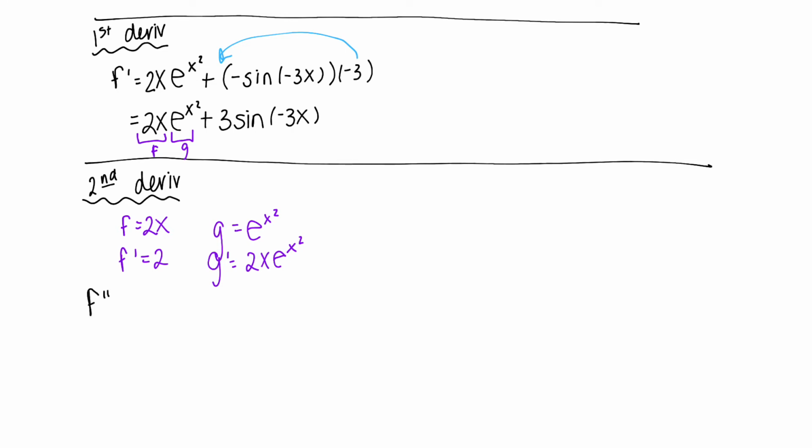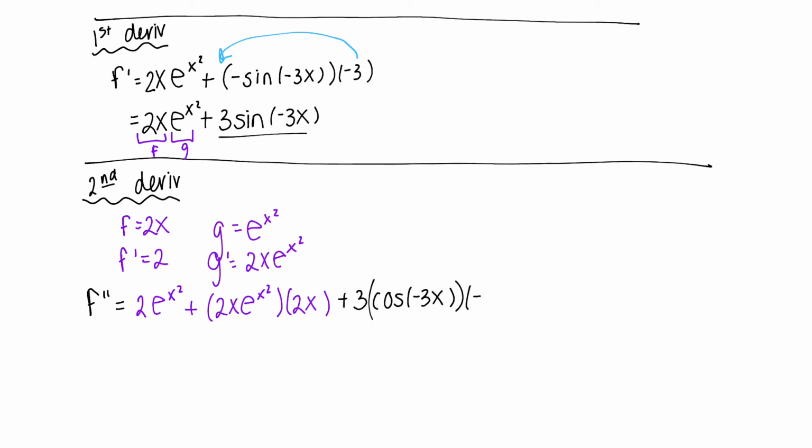So f double prime, the second derivative, is f prime g, so 2 e to the x squared, plus g prime, so 2x e to the x squared, times f, which is 2x. Then we take the derivative of this guy. So plus 3, the derivative of sine is cosine, and then the derivative of the inside is negative 3.